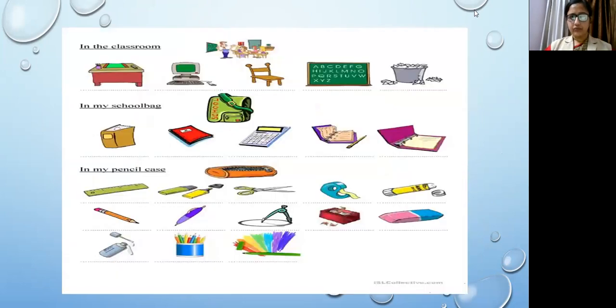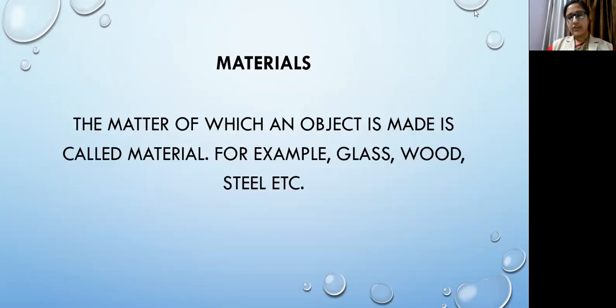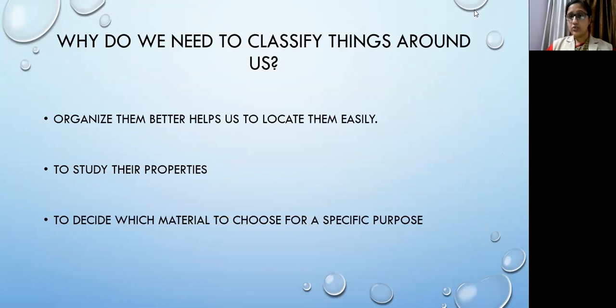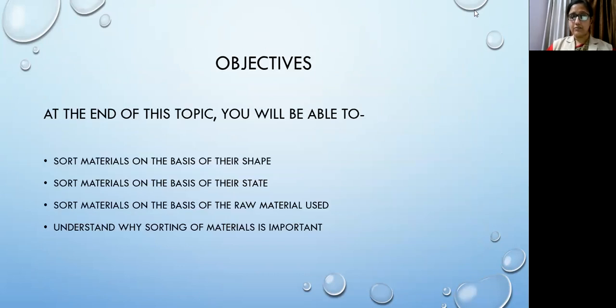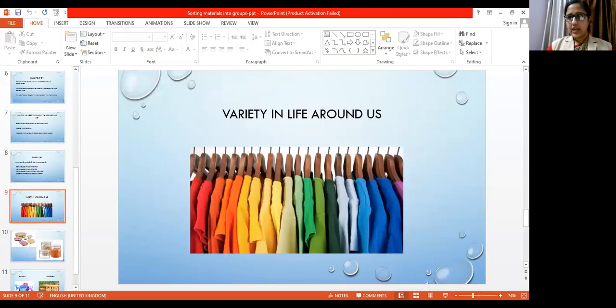So we see so many objects around us, they are made up of different materials. Why is classification done, why do we need to classify things around us? That is the main thing. And what are the objectives, what are you going to learn after the completion of this topic? So just revise all these things for today.